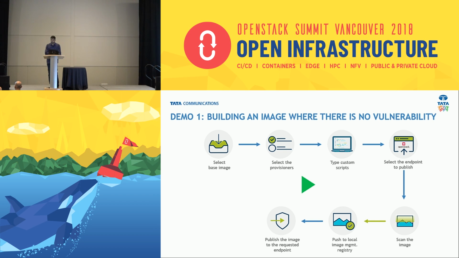And once the image building process completes, scanning will be initiated. Based on the scanning report, if CVEs are detected, then the framework won't allow the image to be published. In this demo, the image will be clean and it will be pushed to the local centralized registry. This centralized registry is maintained for usability, where we can use the same image in different endpoints. And the publishing phase will onboard this image to the corresponding OpenStack registered endpoint.